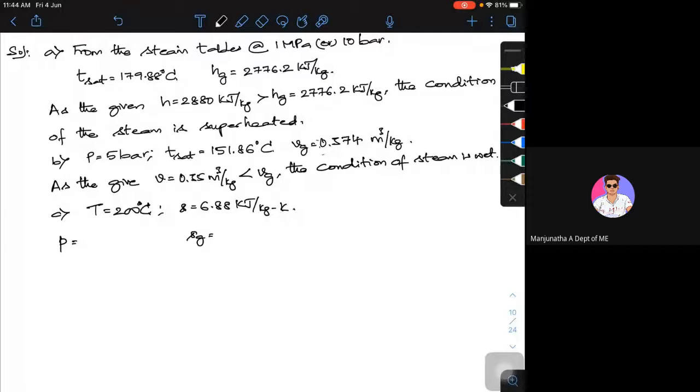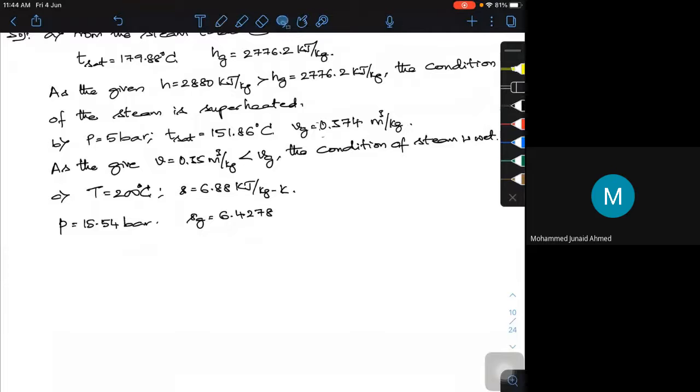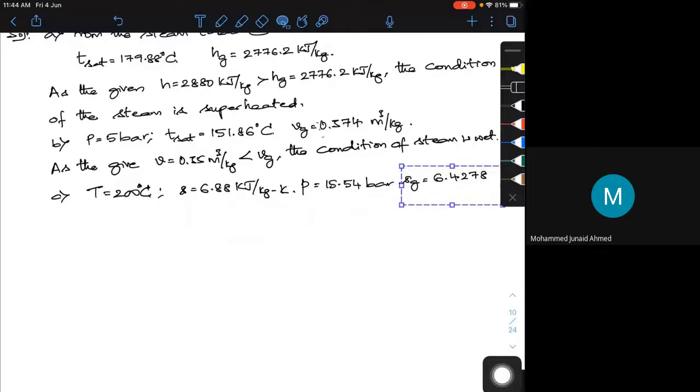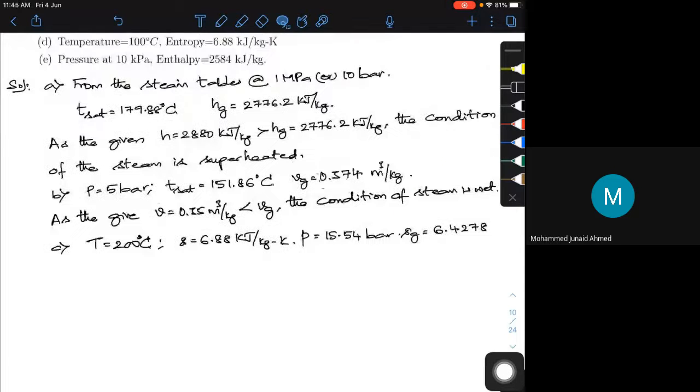15.54 bar. What is the entropy for dry steam, Sg? It is 6.4278 kJ/kg·K. Look at this. This is the pressure I found, and this is my entropy value. The entropy value is 6.4278 kilojoules per kg degree Kelvin.